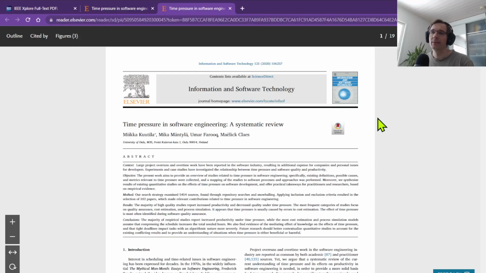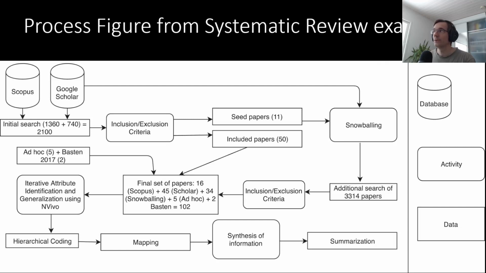Here is an example of a systematic literature review paper that studies the review on the topic of time pressure in software engineering. In systematic literature review papers, you will always find this type of process figure that explains the steps, activities, and databases taken while conducting the systematic literature review.